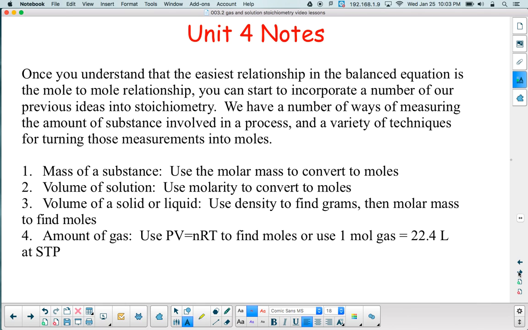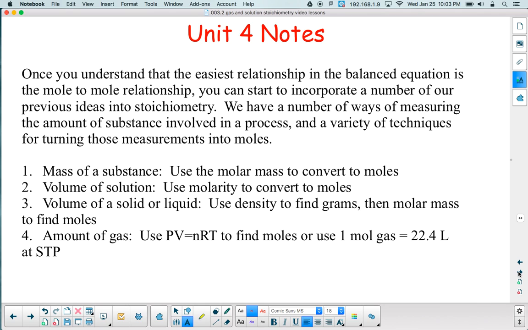The first thing we learned to use was the mass of a substance. And that was our very basic grams to moles, using the molar mass to find our moles. You've also learned to go from volume of solution to number of moles, using molarity. And we've even played around a little bit with using density to find grams and then molar mass to find moles.